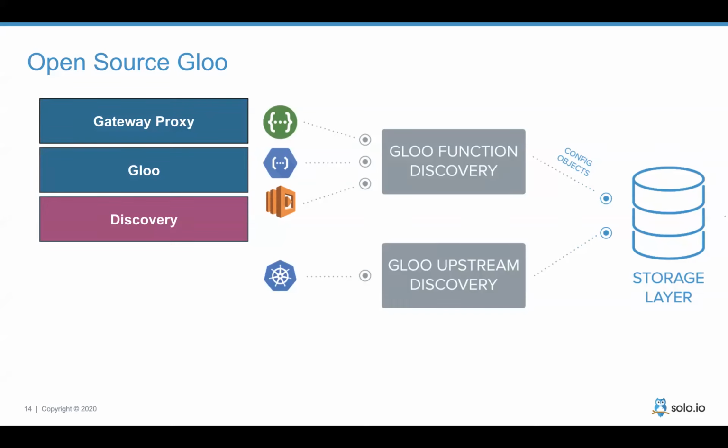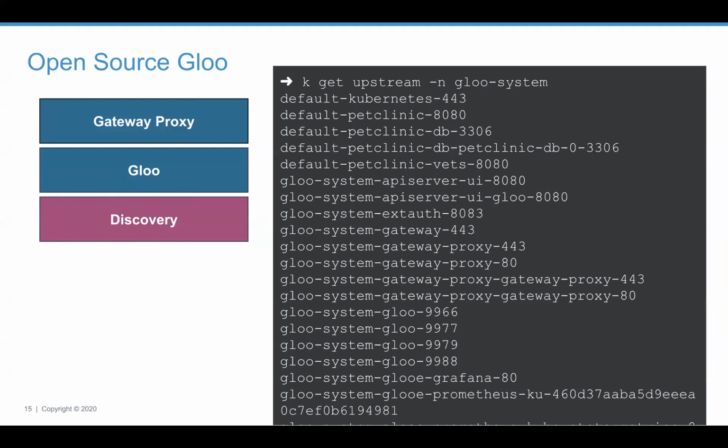The first is called Upstream Discovery. Upstream Discovery is looking at your service discovery backend, determining what all the services are that are available, and writing out an upstream, our representation of that destination, to our config store. If immediately after installing Gloo and deploying a pet clinic demo application, I list my upstreams in the namespace, I can see all of these, which were automatically generated.